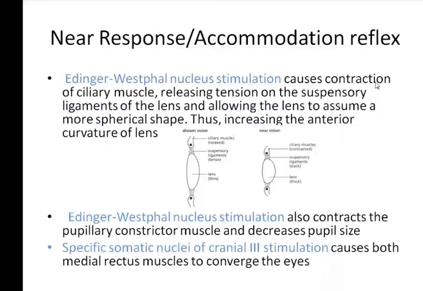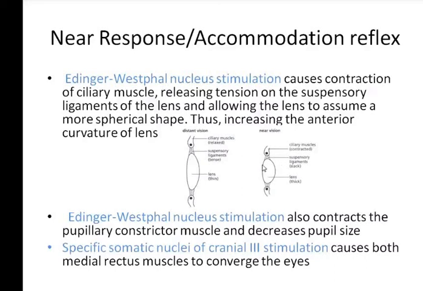This is the ciliary muscle. Can you see the ciliary muscle? When you look at a far distance, the ciliary muscle gets relaxed. But when you see a near object, the ciliary muscle gets contracted. So this will be contracting, and that will cause an increase in the anterior curvature of the lens. So the lens becomes thick. Am I clear?